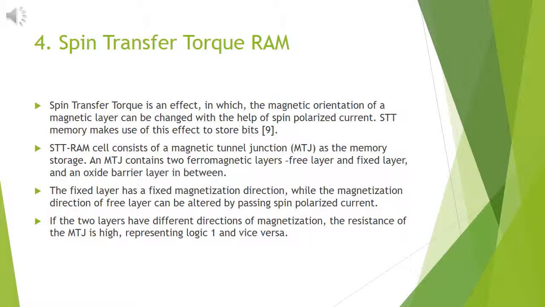Now let's look into the STT-RAM and the possibility of using it as main memory and cache. The STT-RAM cell consists of a magnetic tunnel junction as the memory storage. An MTJ contains two ferromagnetic layers, free layer and fixed layer, and an oxide barrier layer in between. The fixed layer has a fixed magnetization direction, while the magnetization direction of the free layer can be altered by passing spin polarized current. If the two layers have different directions of magnetization, the resistance of the MTJ is high, representing logic 1, and vice versa.